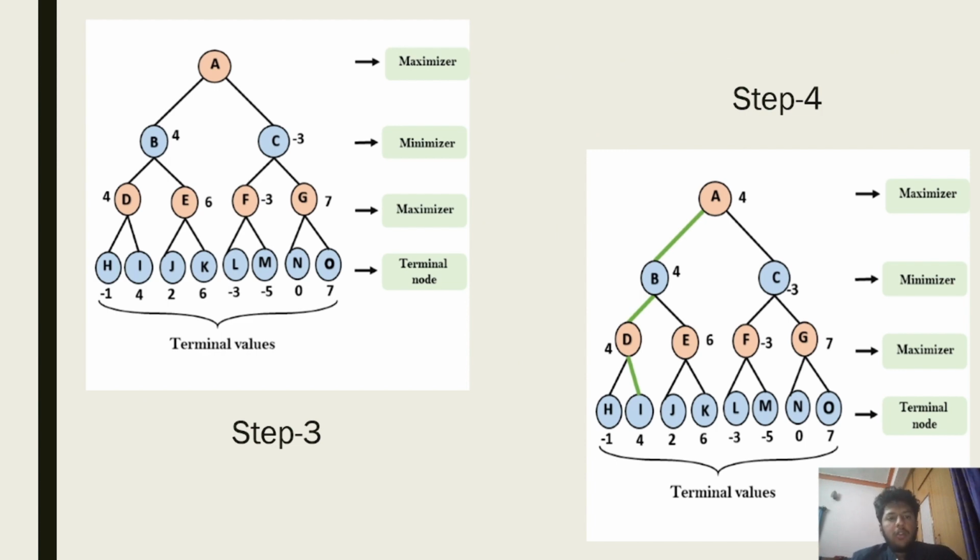In step 3, you can see the next step, using backtracking, is going to the upper nodes, that is B and C. So B and C are the minimizer nodes, where it will perform the function of minimizing the value. Out of D, E, F, G, the values assigned are 4, 6, -3 and 7 respectively. So in this we are going to check for the minimum value and assign it to the minimizer nodes.